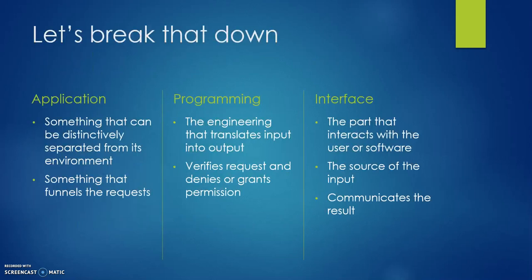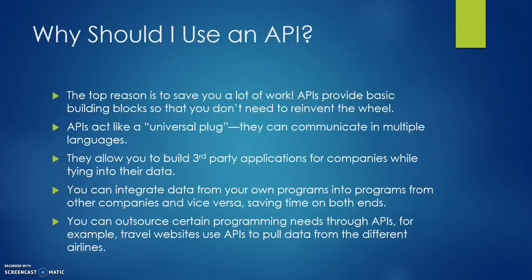Let's break that down. Application: something that can be distinctively separated from its environment, something that funnels the requests. Programming: the engineering that translates input into output, verifies requests, and denies or grants permission. Interface: the part that interacts with the user or software. The source of the input communicates the result.